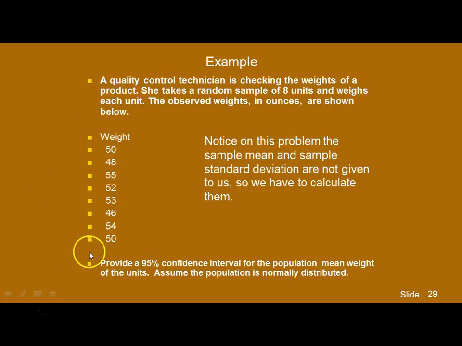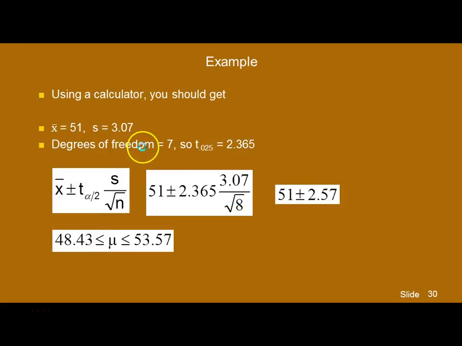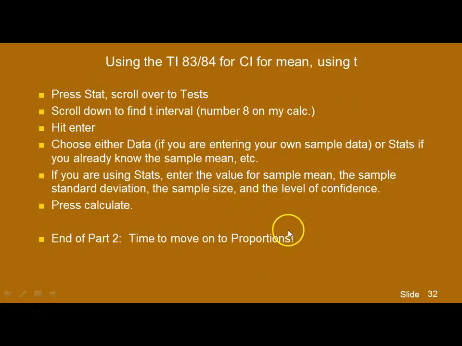Remember again here, if you have the raw data, you'll have to put this data in a list. And then, as I said a minute ago, choose data if you're entering your own data, and then go tell it to access the list that you want. That's the end of part 2. So far we've been estimating means. It's time to move on to estimating proportions.